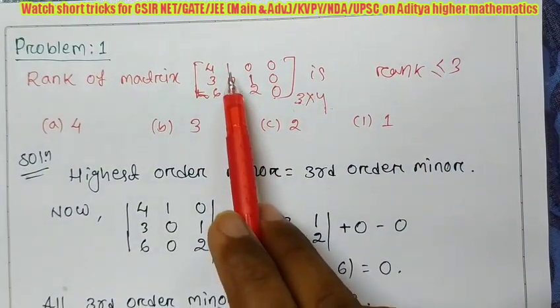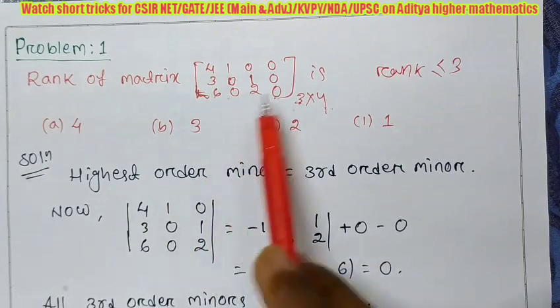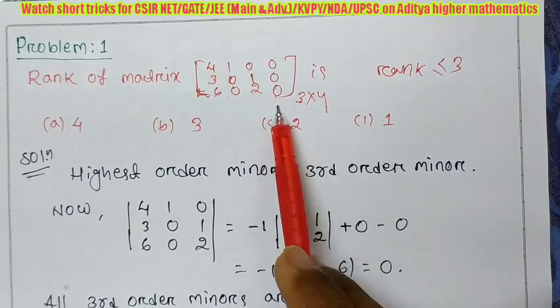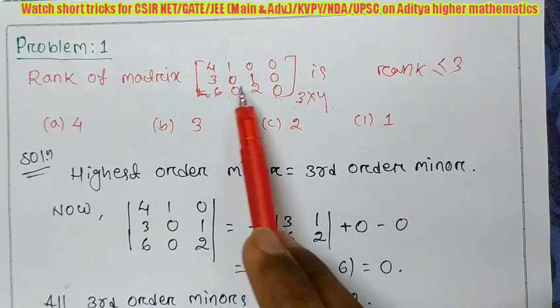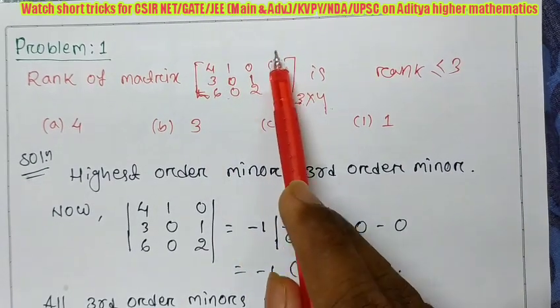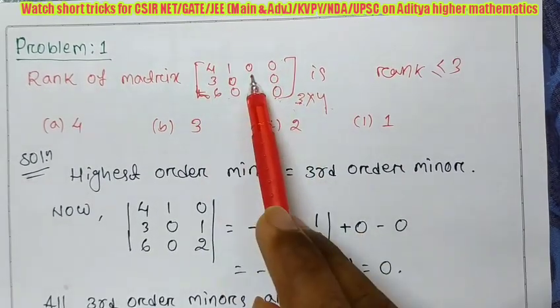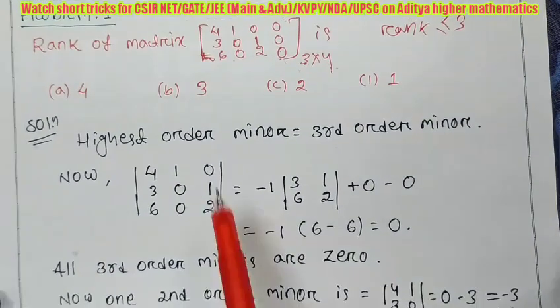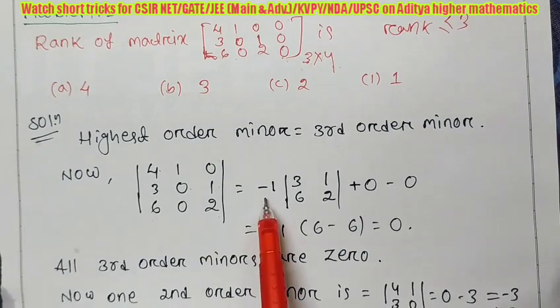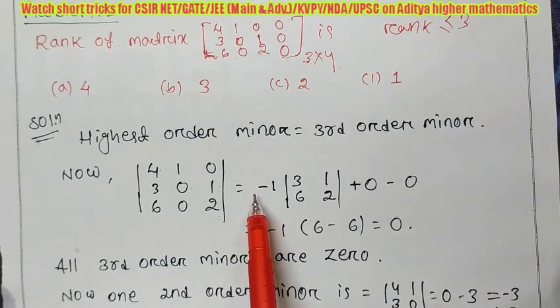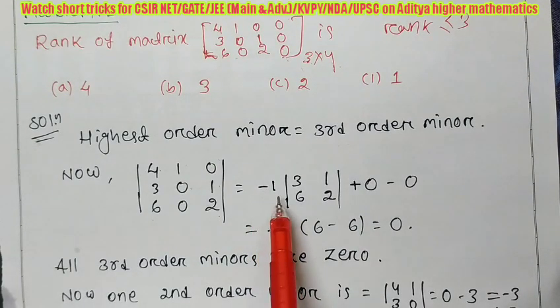First we will check one 3 cross 3 minor. You see one column is given 0. So if I include this column with the other two columns, then obviously its value is 0. So excluding that column, I am checking only this. Then we can observe 4 1 0, 3 0 1, 6 0 2.